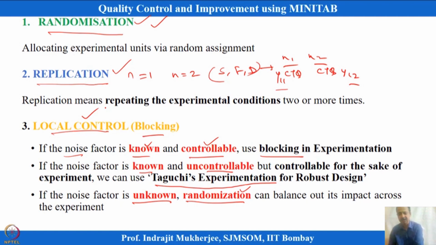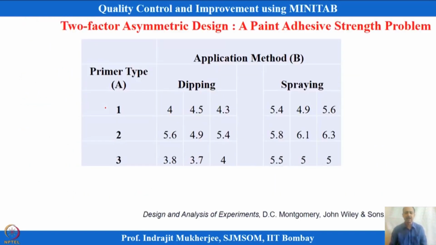Then we will see how experimentation is done. This is one example that we will discuss in our next session, a paint adhesive strength problem. There are two factors. We are dealing with more than one factor here, and we will see how to make the results and interpretation. There is one factor named primer type and one named application method.